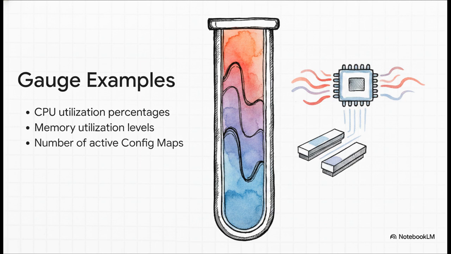Take CPU or memory utilization percentages. At say 11 a.m., your CPU might be running super hot, maybe 67%. But by 11:15, traffic drops off and it cools down to 50%. Up and down. The number of active config maps in your cluster operates exactly the same way. So if you need to track a value that naturally fluctuates throughout the day, the gauge is absolutely your metric.